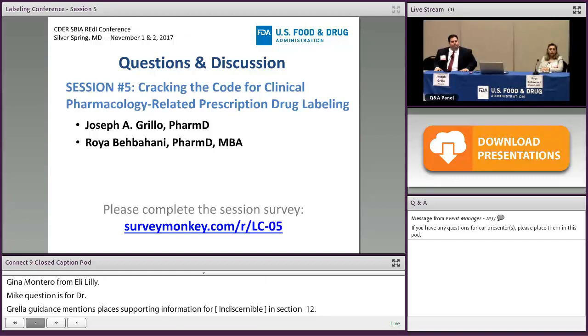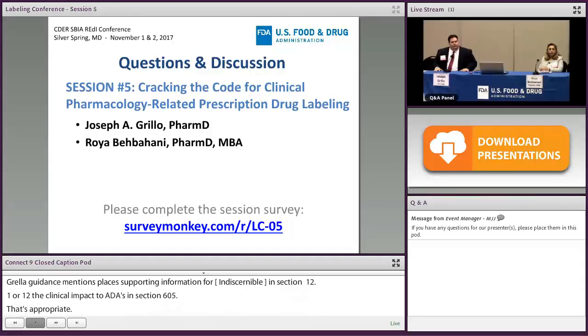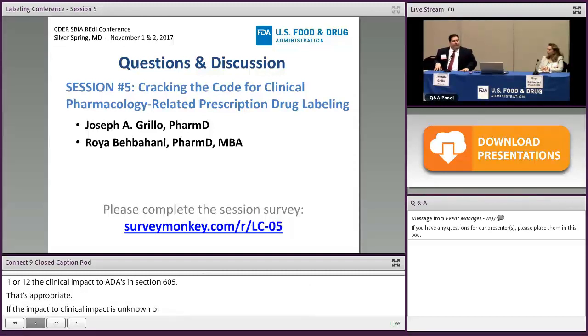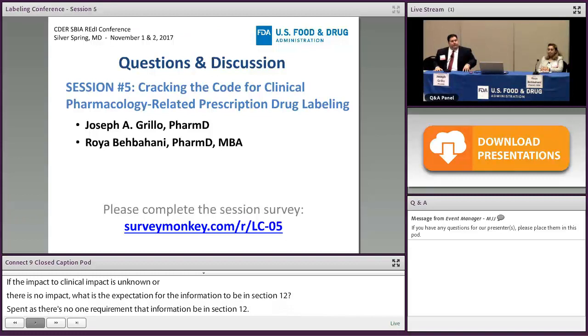If the clinical impact is unknown or there is no impact, what's the expectation for the information to be in section 12? There's no requirement that the information be in section 12. Most of the time, information will be, as you said, in section 6.